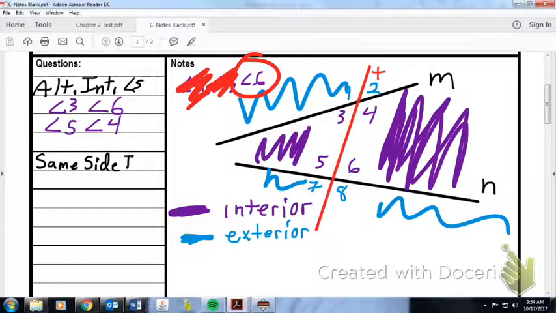So let's look at same side interior angles. We have number 3, and I want you to look at number 3 and go, okay, same side interior. Let's look at the definition. The definition says interior angles on the same side of the transversal. Well, the only one on the same side of the transversal is number 5. So then the other pair is going to be 4 and 6. Those are same side interior angles.